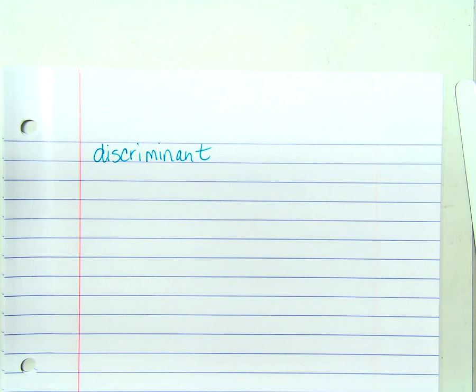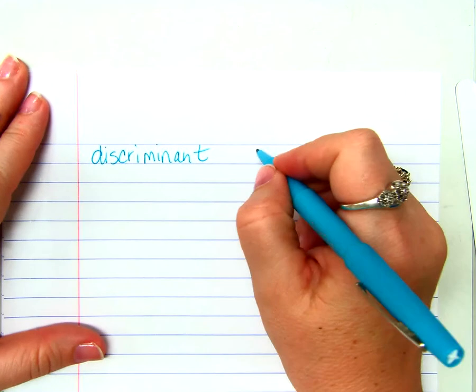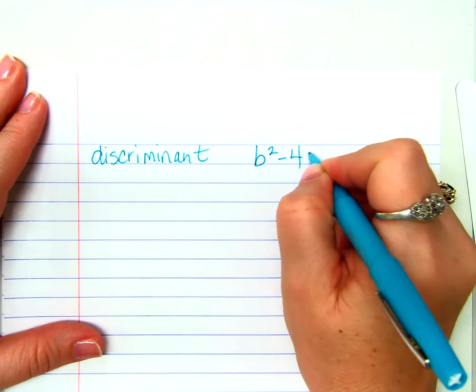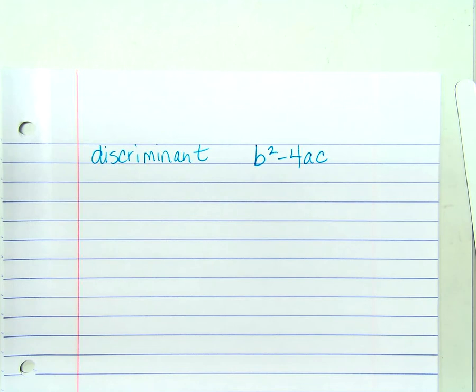I'm not making anybody sit at the back of the room. That's a different word, okay? That word is discriminate, all right? This word is discriminant. And there's a value for discriminant, or a formula, for discriminant. And it's this. B squared minus 4AC.